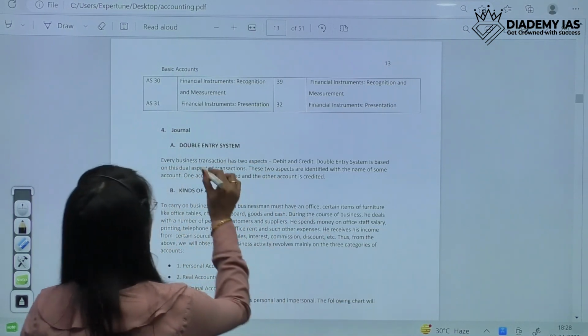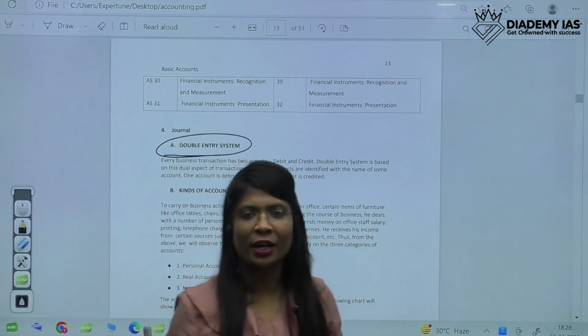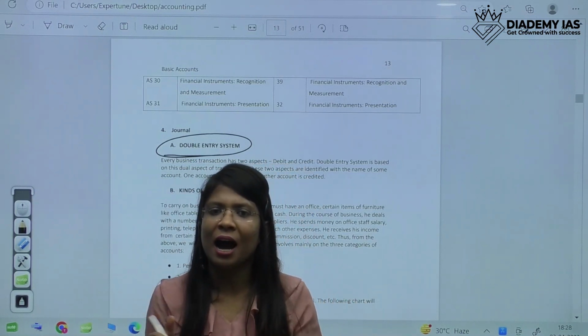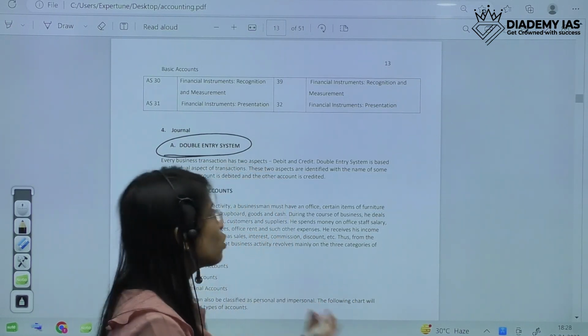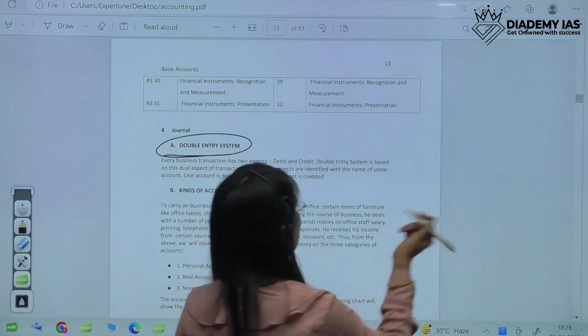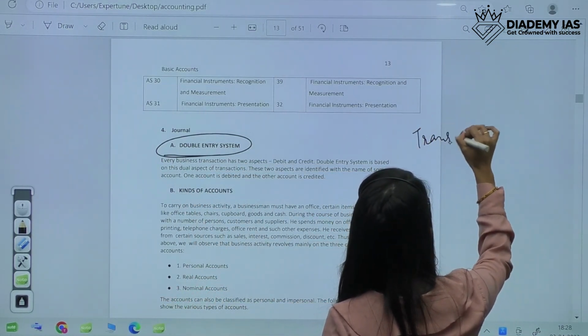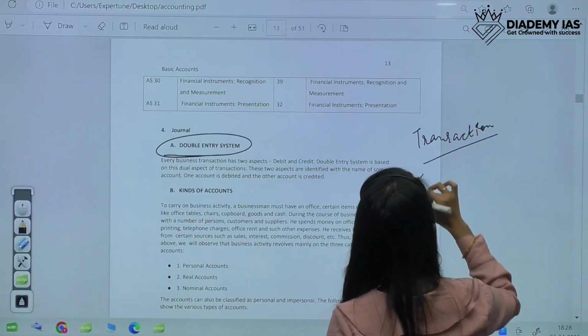And then the next topic is about double entry system. There are two kinds of entry system, single entry system and double entry system. Our accounting system follows the double entry system. So what is the meaning of double entry system? Double entry system says that every transaction will impact two accounts.